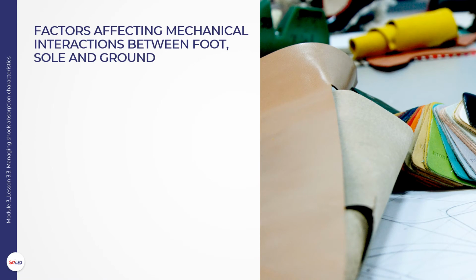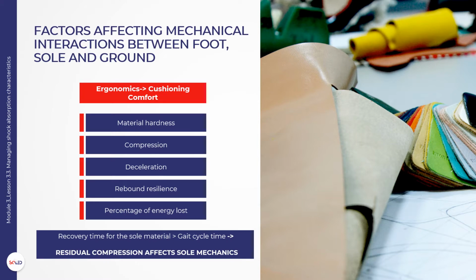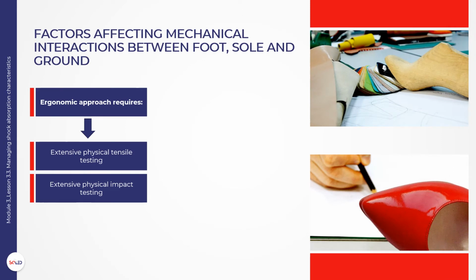Factors affecting mechanical interactions between foot, sole and ground. Ergonomics is more concerned with cushioning comfort for the user. A thorough study of the ergonomics of cushioning was performed by Gundlach, 1999, who proposed metrics of material hardness, compression and deceleration on foot impact on the ground. Instead of deceleration, rebound resilience or percentage energy lost can be used, extracted from stress-strain hysteresis graphs. If recovery time for the sole material exceeds gait cycle time, then residual compression affects sole mechanics.